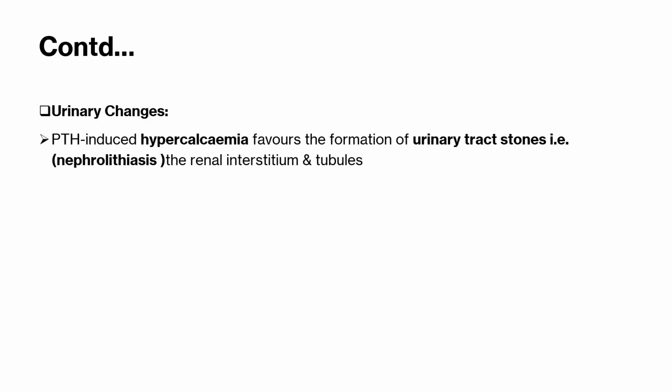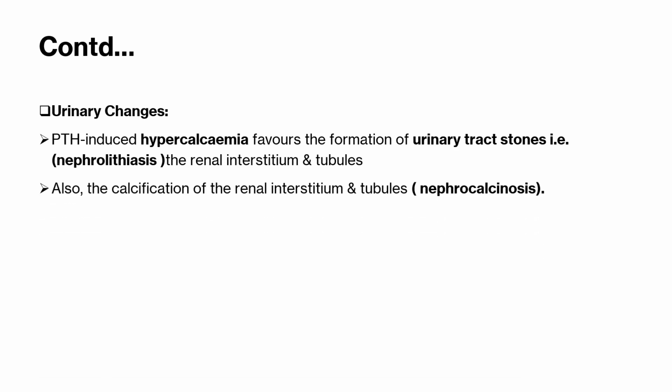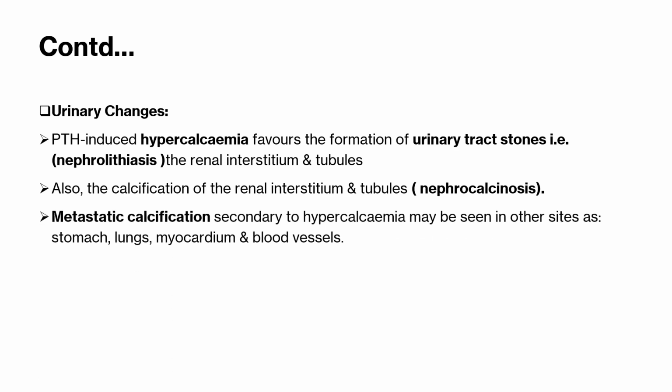Urinary changes that can be seen in parathyroid-induced hypercalcemia include the formation of urinary tract stones, that is nephrolithiasis, and also calcification of the renal interstitium and tubules, called nephrocalcinosis. And there is metastatic calcification secondary to the hypercalcemia in other sites such as the stomach, lungs, myocardium, and blood vessels. Such things can also be appreciated in these cases.